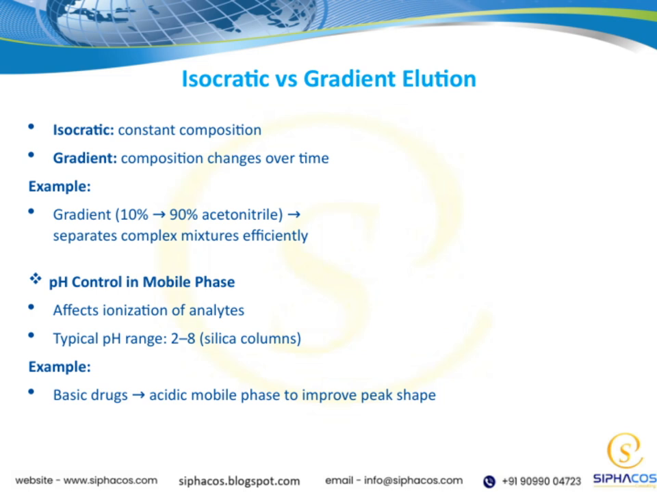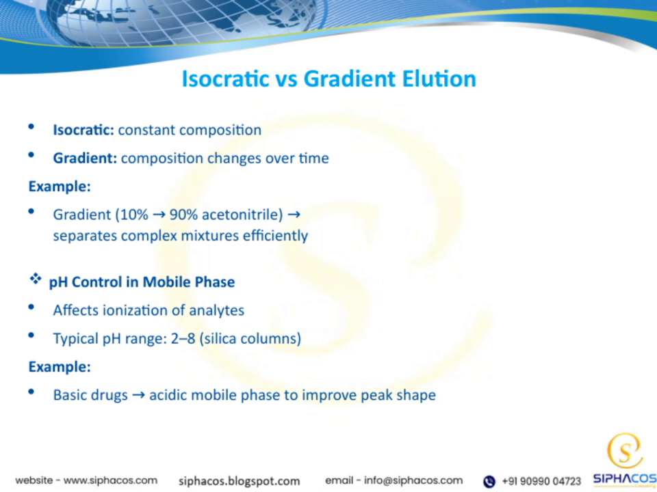Now, let's talk about pH control in the mobile phase and why it's so important. The pH of your mobile phase can significantly affect the ionization of your analytes, which in turn influences their retention and detection. Typically, when working with silica columns, you want to keep the pH between 2 and 8 to ensure optimal performance and stability. For example, if you're analyzing basic drugs, you might use an acidic mobile phase. This helps improve the peak shape, making your results cleaner and more reliable.